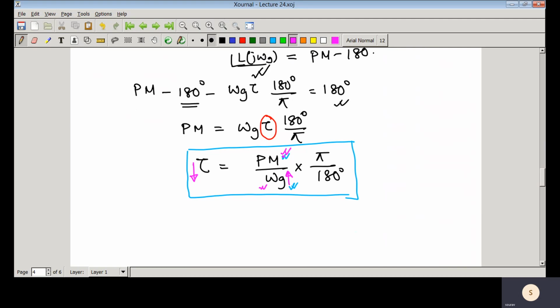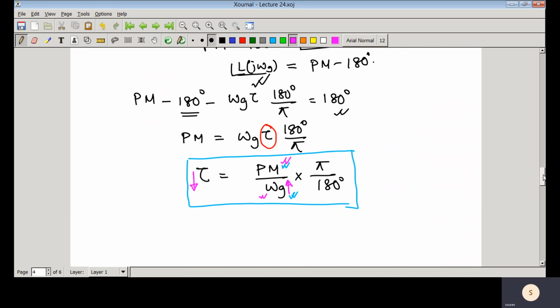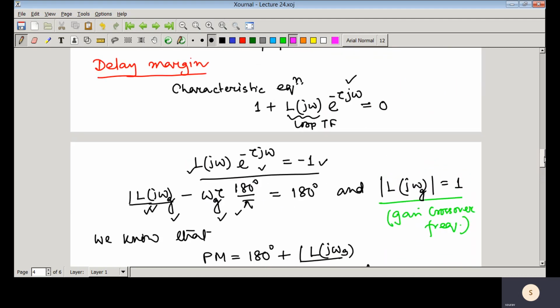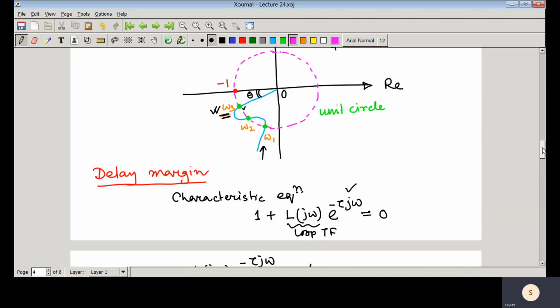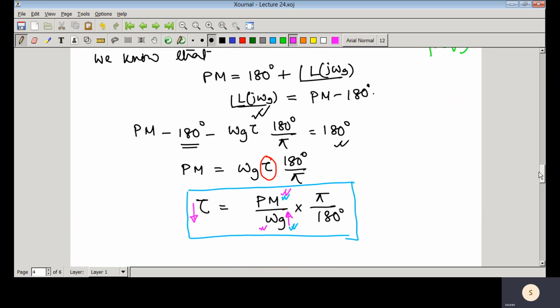So now, let us see what we have discussed so far. We have discussed three things: gain margin, phase margin, and delay margin, and they actually tell us the relative stability of the system. So now we are going to discuss one more concept.